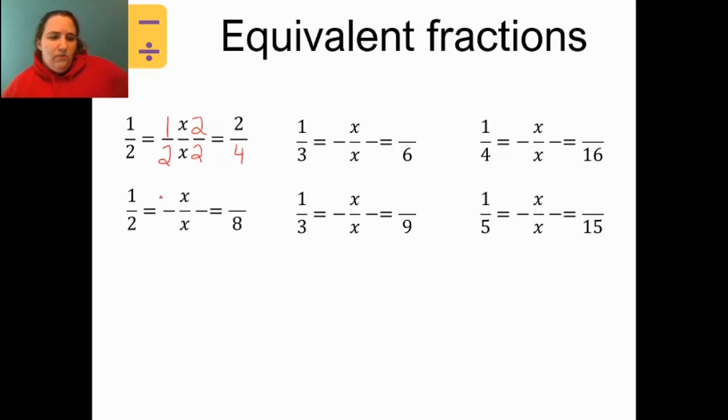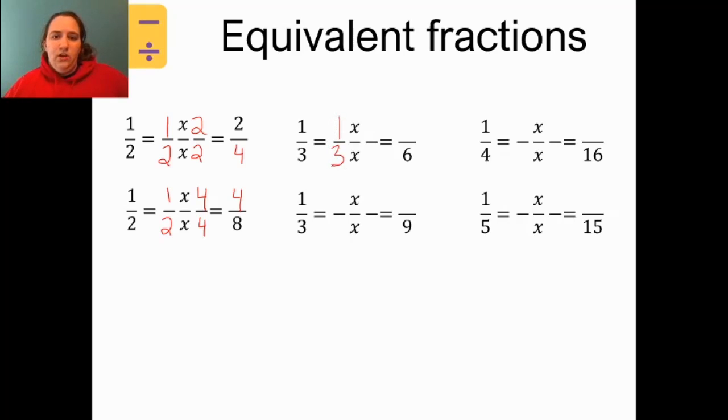So now we'll keep moving on, and we have 1 half. What do we have to multiply with our 2 in the denominator here to get 8 in our denominator over here? Well, 2 times what equals 8? 4. So, what we do to one side, we must do to the other. So, 1 times 4 will give us 4. So, 1 half is equivalent to 4 eighths. Mean the same thing.